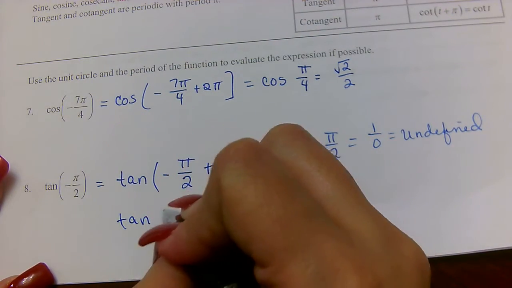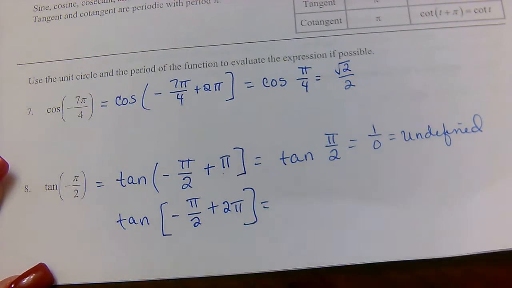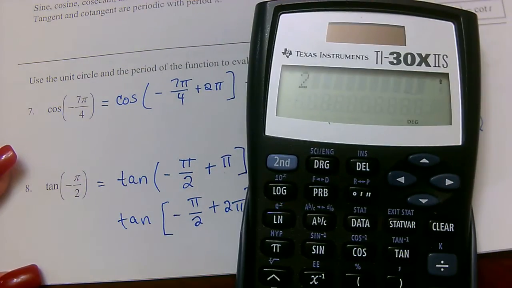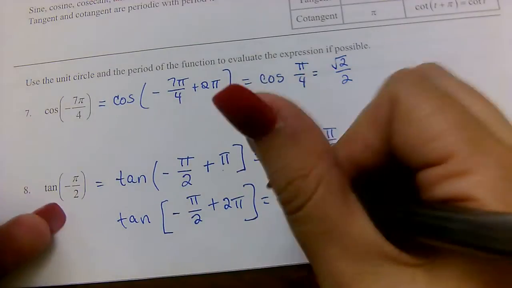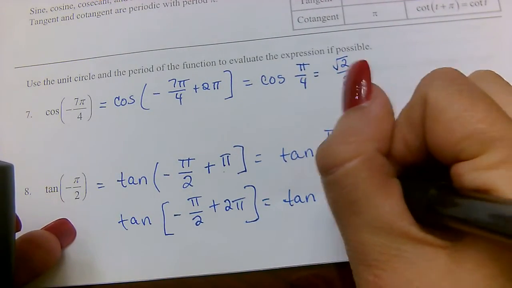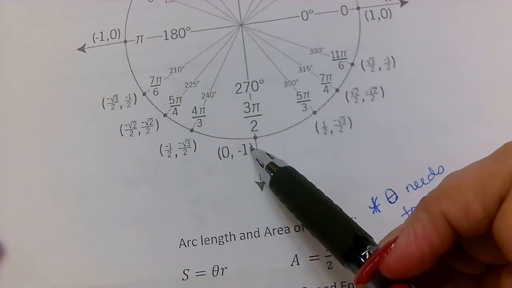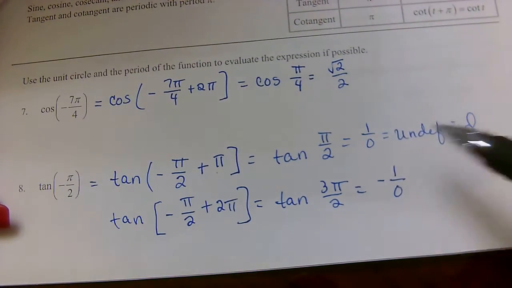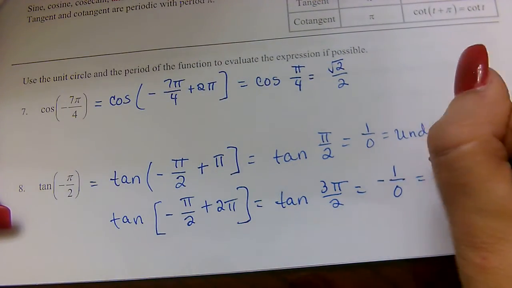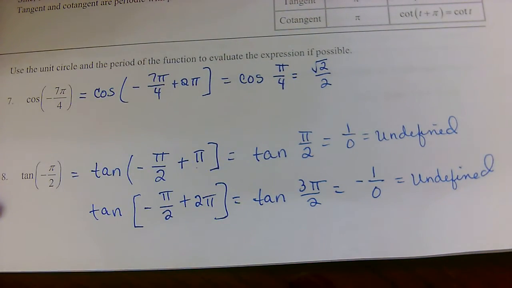Let's go ahead and do it where we added 2 pi, and see if it would change our answer. So negative pi over 2 plus 2 pi, if you wanted to keep it like that. Let's go ahead and figure out what that would be. I'm going to go ahead and do it in the calculator. You get 1.5. 1.5 is the same thing as 3 pi over 2. So if I go back to the unit circle, there's my 3 pi over 2. It's still going to be tangent, which is y over x, but this time it's going to be negative 1 over 0. Well, anything over 0 is going to be undefined. So you get the exact same answer using either one of the methods.